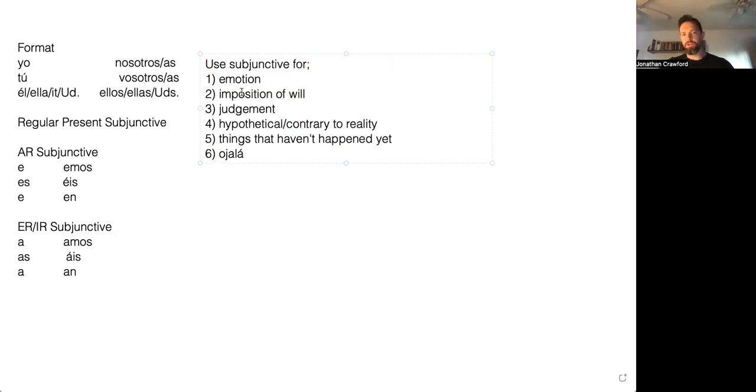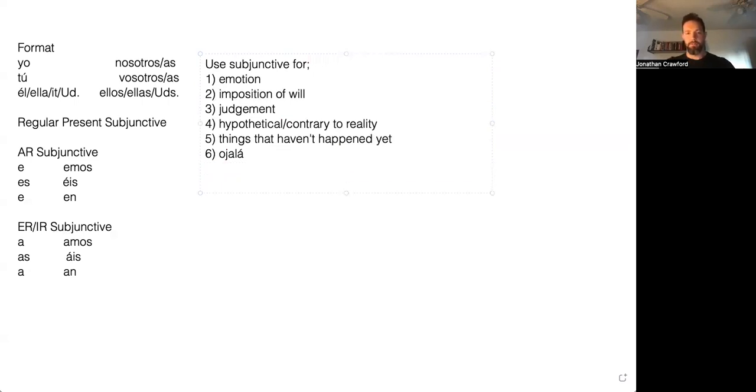You use it for emotion, imposition of will, judgment, things that are hypothetical or contrary to reality, and things that haven't happened yet. This is sometimes called the cuando subjunctive. And then also ojalá, hopefully, or you know, I hope, or something like that. So let's do some examples.